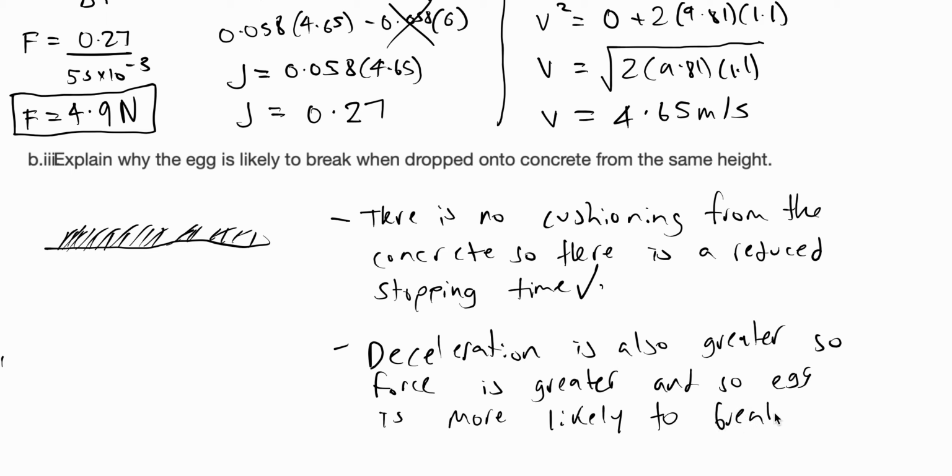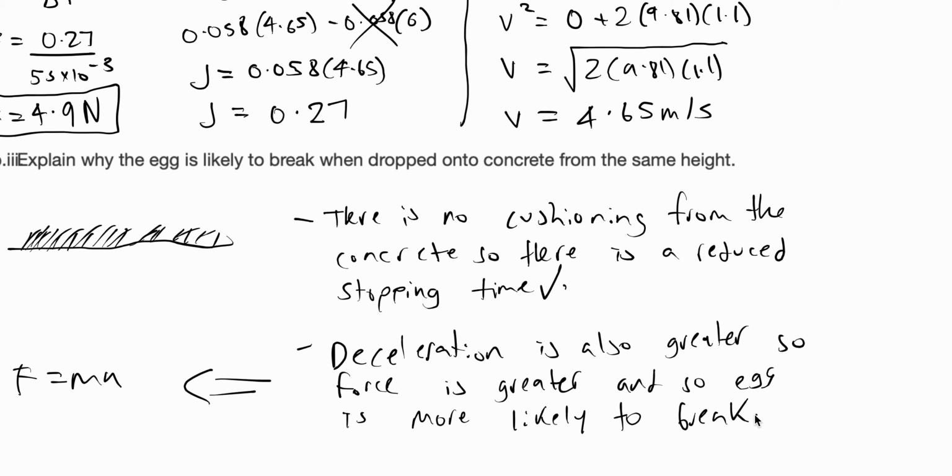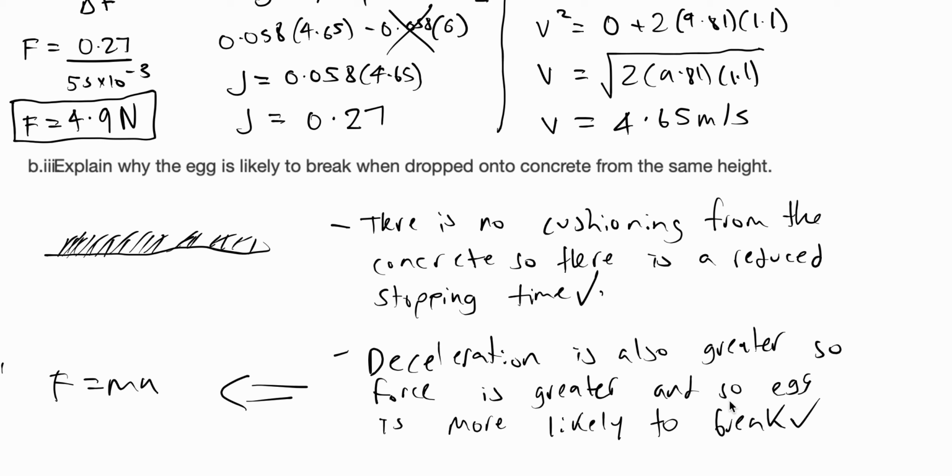Essentially, this point just comes from F is equal to ma. There's a direct proportionality between a and F. If acceleration is greater, force is greater, and so these 2 points work. These two are some possible answers for this question. If you think of anything else, you could use that as well. These are just some ideas you can use to get started.